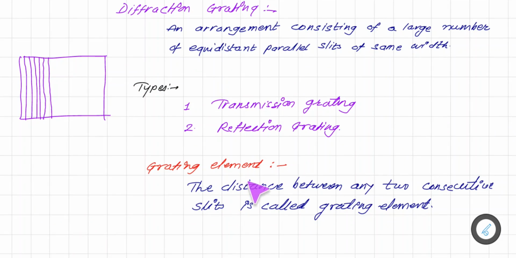Now let us consider grating element. See, the distance between any two consecutive slits is called a grating element. So let us consider this is a plane surface, and suppose here there is a slit. So between two slits, in case of transmission grating, here is a slit at the center, and on both sides the portion is opaque. So the distance between any two consecutive slits is called the grating element of the grating.